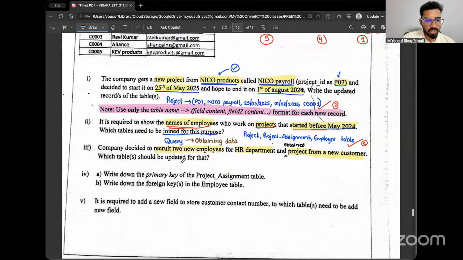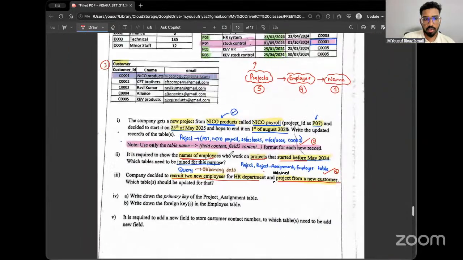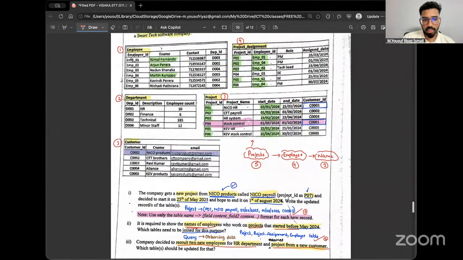Which table should be updated? So there are 2 things mentioned here. If you read this question properly, first thing they're saying is there are 2 new employees joining for the HR department. Second thing they're saying is there's a project they got from a new customer. So first of all, if I want to show that 2 new employees have joined the company for the HR department, you can use table numbers. Tell me what tables I'm going to update to show that there are 2 new employees joining for the HR department. Nicely go through the tables and tell me.